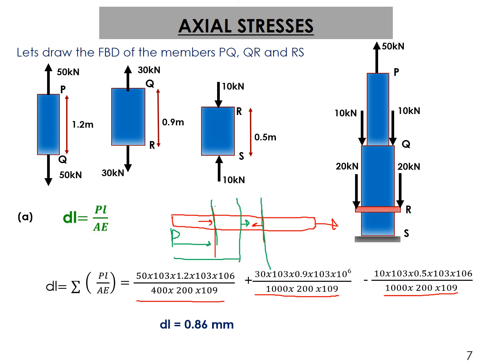The procedure is simple and is applicable for all the cases, whether you have variation in load or variation in cross section. That is how we have to find the change in length of the given structures or members. So this was all for this lecture.